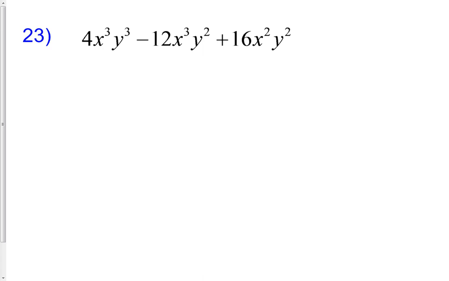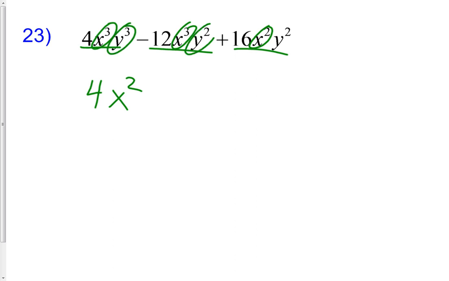23, we're going to factor out a GCF. So all of these have a factor of 4 in them. And here's x cubed, x squared, so I could take out an x squared term. And here's y cubed, y squared, and y squared, so I could take out a y squared from each of them.